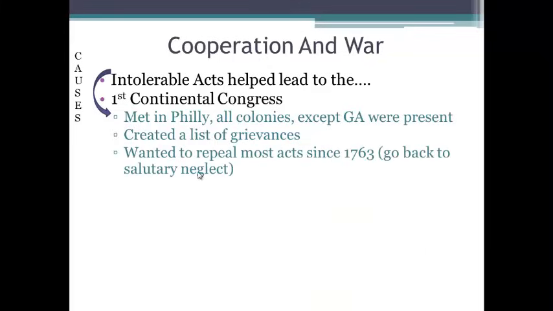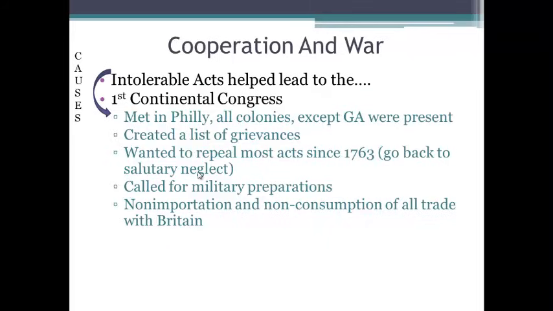They wanted to repeal most acts since 1763. In other words, they wanted to go back to the days of salutary neglect. They called for military preparations against the British in case there was going to be more conflict. And they called for strict non-importation and non-consumption of all British goods. So they wanted to continue boycotting British goods. And they promised to meet again in 1 year, which will become the Second Continental Congress.